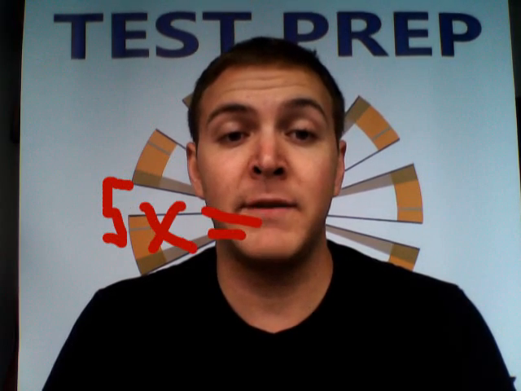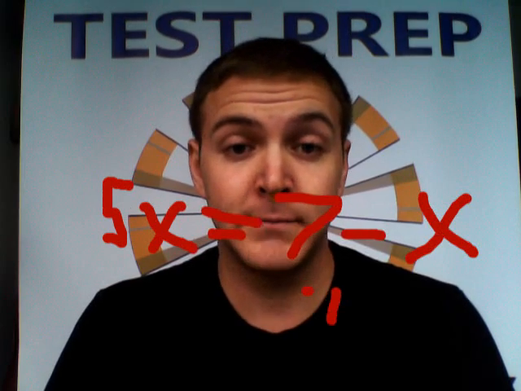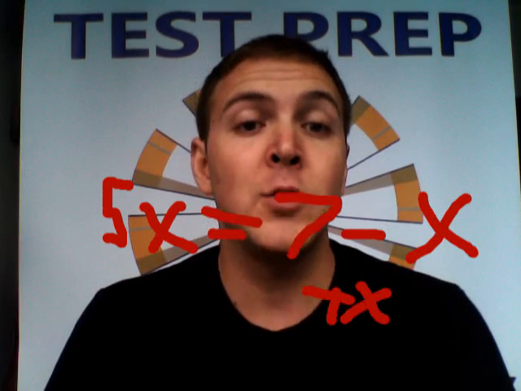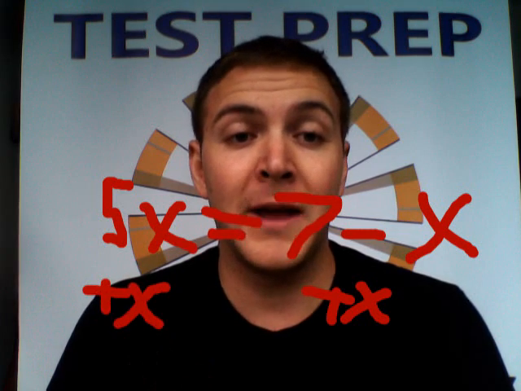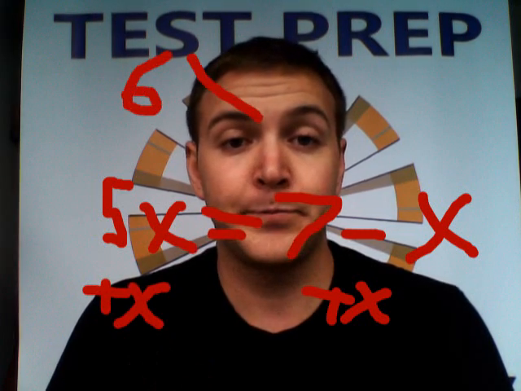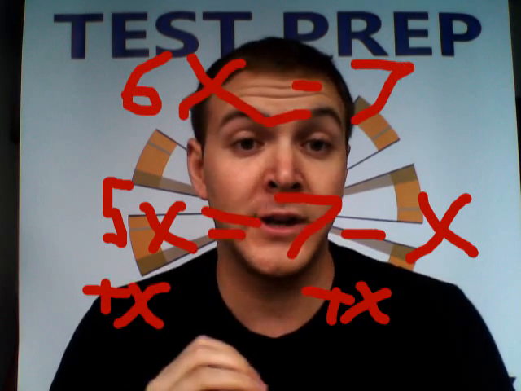Algebra rule number 2. If you do something to one side of an algebraic equation, you absolutely have to do it to the other side of the equation. No exceptions to that rule at all. So, for instance, if you have 5x equals 7 minus x, if you're going to add x to both sides, you have to add x here, and what you end up getting is 6x equals 7. You can't do something to one side of the equation and not the other.